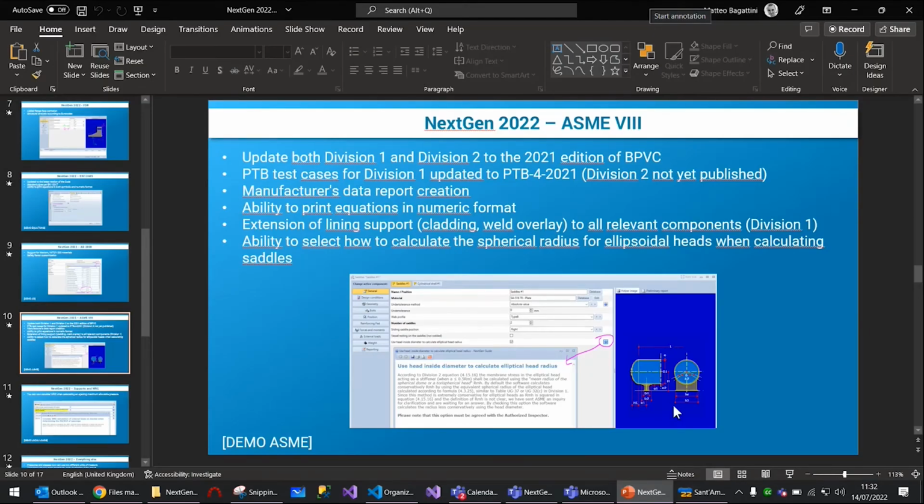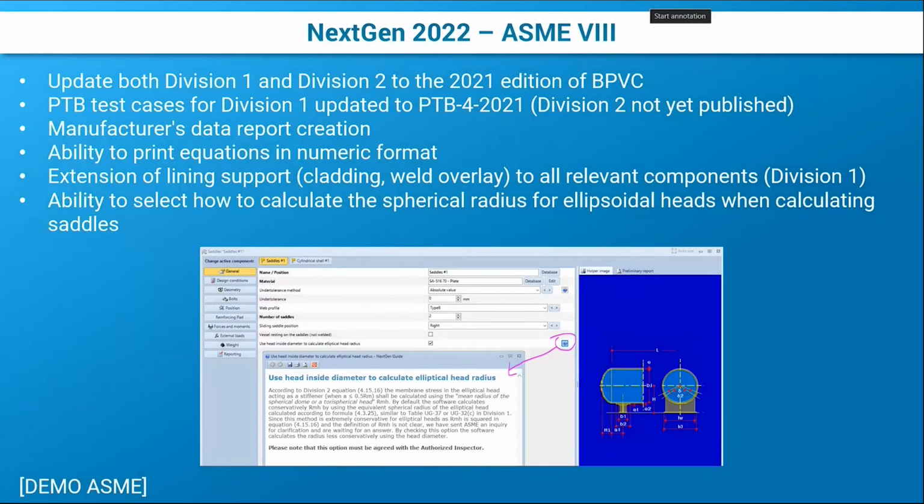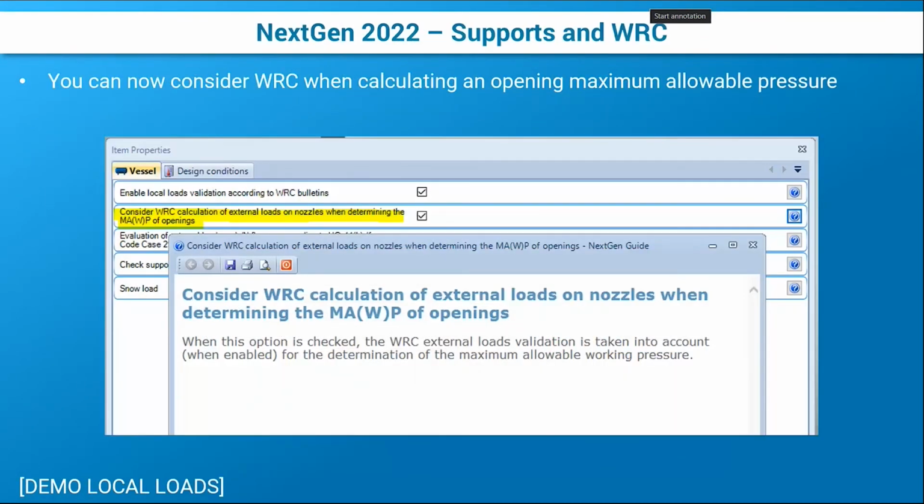Okay, let's see where we are. We have seen the ASME demo. And we move to supports and WRC. You can now consider WRC when calculating an opening maximum allowable pressure.